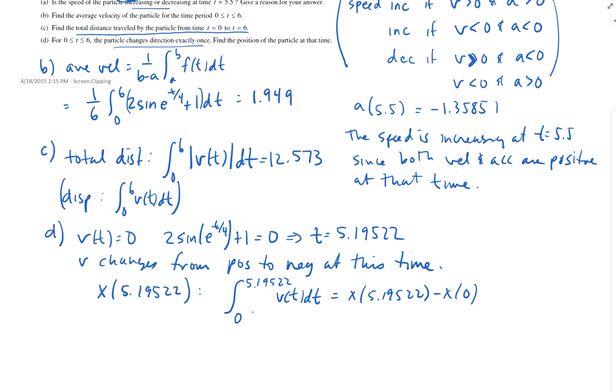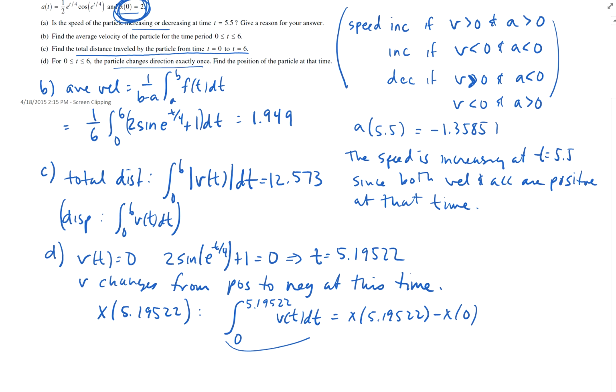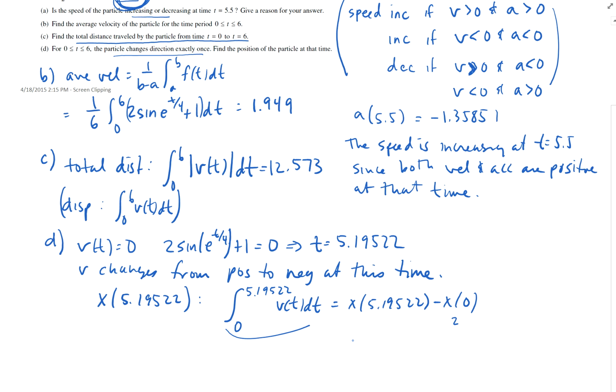And this guy right here, I could do this on my calculator. x of 0, oops, I just thought, is 2. So this is 2, so I know that x of 5.19522 is going to equal, if I add this 2 to the other side, 2 plus the integral from 0 to 5.19522 of v of t dt, and you should get 14.135. Okay, there you go.